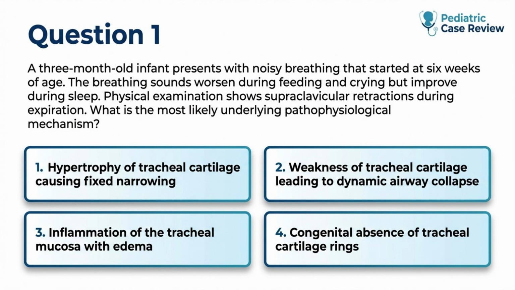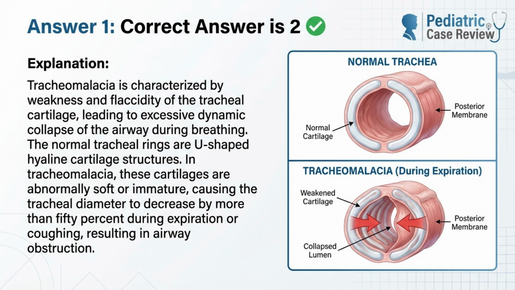Option 1. Hypertrophy of tracheal cartilage. Option 2. Weakness of tracheal cartilage leading to dynamic airway collapse. Option 3. Inflammation of the tracheal mucosa. Option 4. Congenital absence of tracheal cartilage rings. The correct answer is option 2.